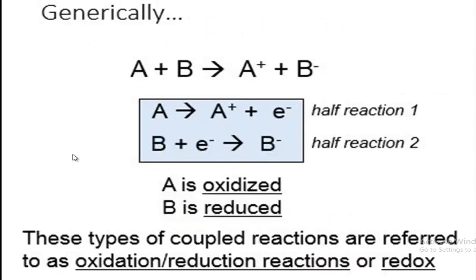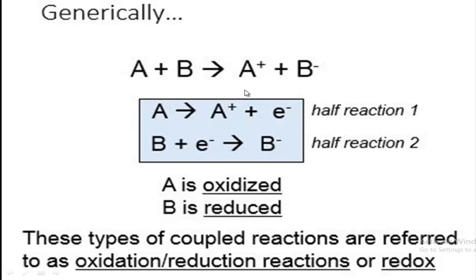Now generally an equation of a reaction can be written this way: A reacts with B and produces A ion and B ion. Here we can see A is converted into A cation and B is converted into B anion. That means the oxidation number of A is increased and the oxidation number of B is decreased. Not only that, A releases electrons and B accepts electrons. So we can easily understand, in A oxidation occurs and in B reduction occurs. That means A is oxidized, B is reduced.